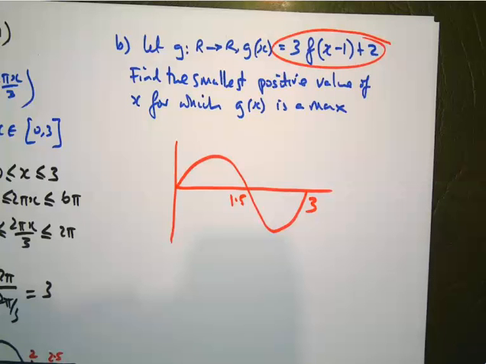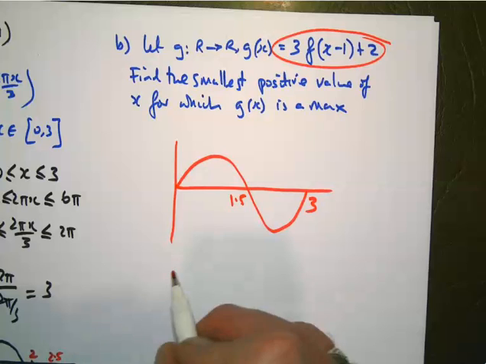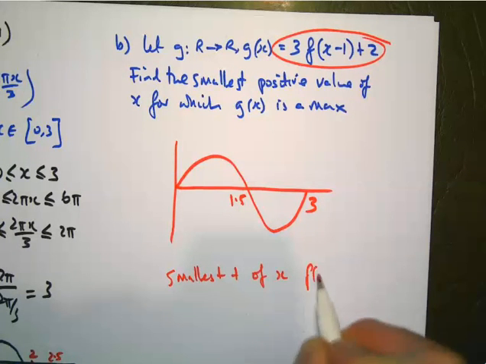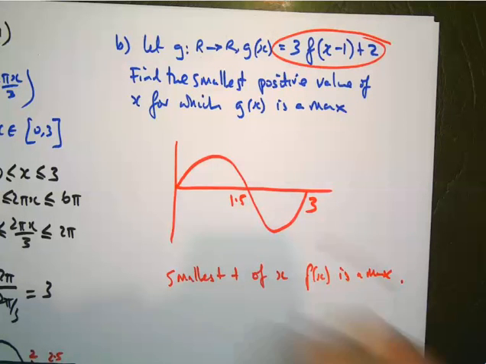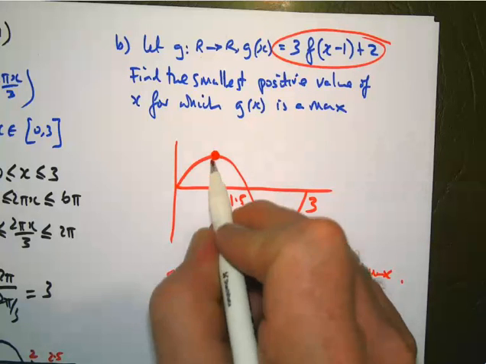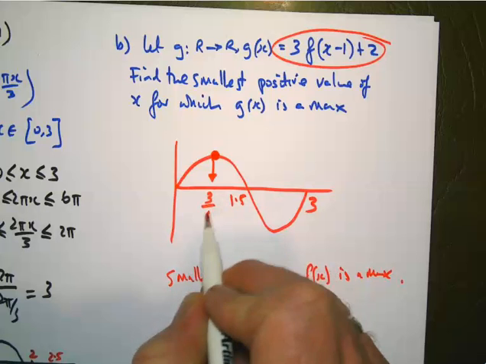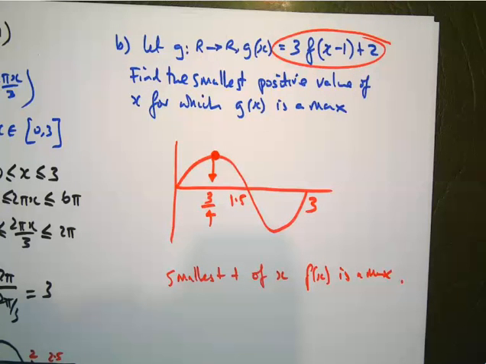Find the smallest positive value of x for which g(x) is a maximum. Okay, what is the smallest positive value of x where f(x) is a maximum? And that's it just there. That's the first maximum that I come to, and that value down there will be a half of 1.5, or 3 on 4. So for f, the smallest value of x for which f(x) is a maximum is x equals 3 on 4.